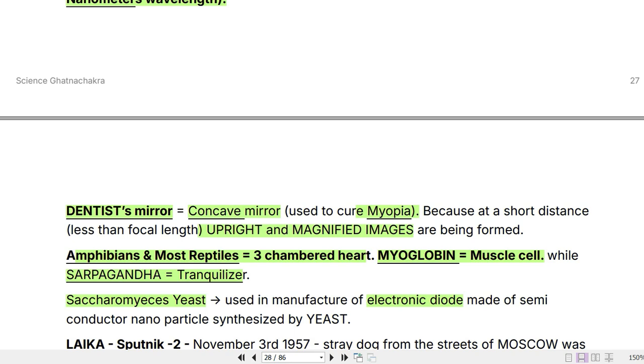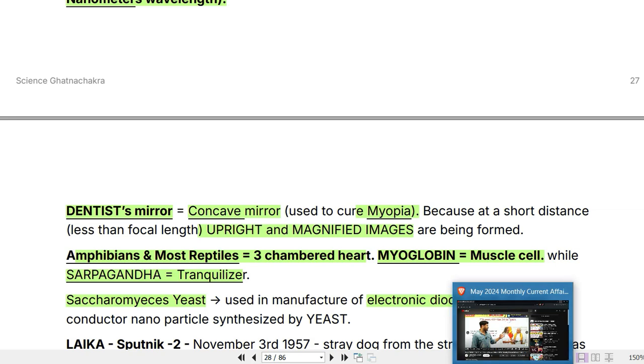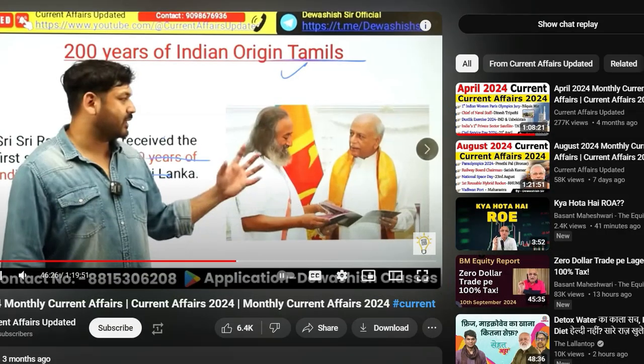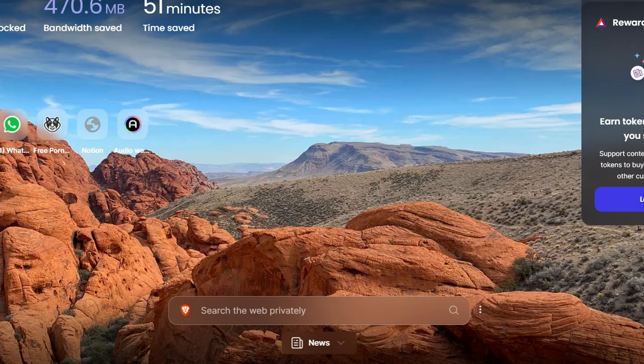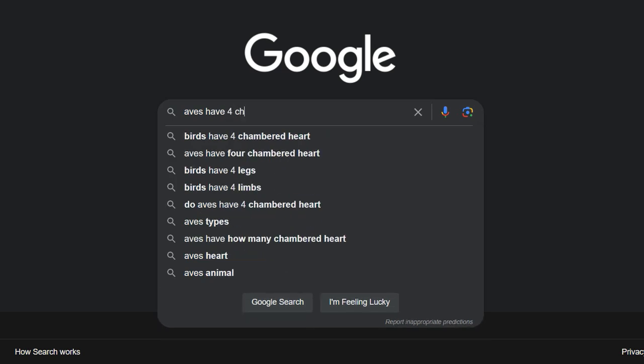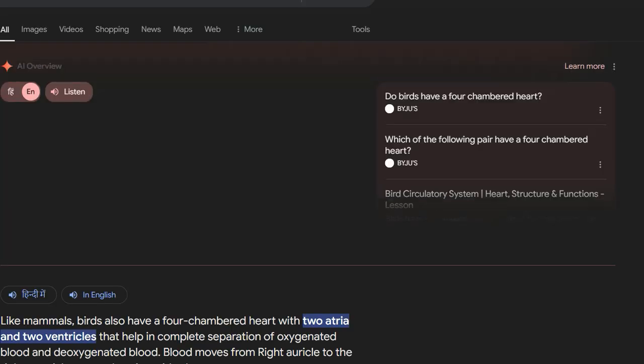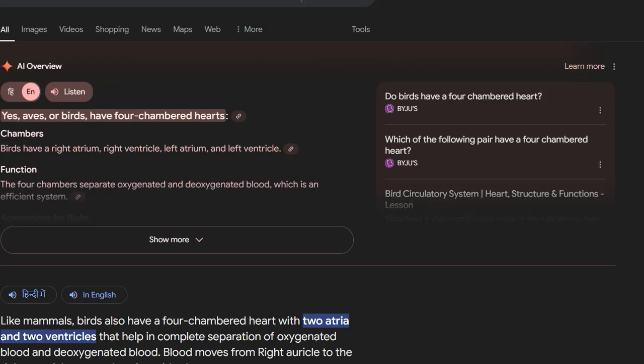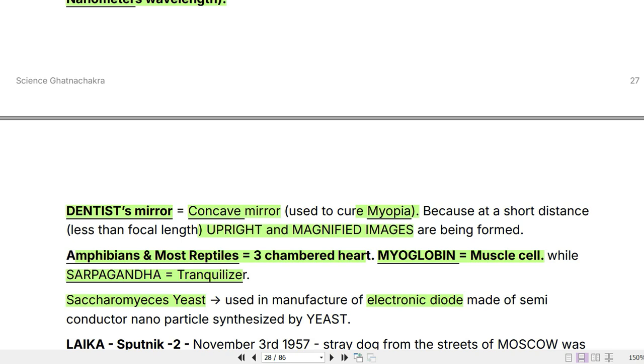देन एम्फीबियंस एंड रेप्टाइल्स में 3 चेम्बर्ड हार्ट्स होते हैं। वैसे मैं तुम्हें बताऊँ तो 4 चेम्बर्ड हार्ट्स तुम्हारे फिश में होते हैं, फिश में। And I think aves, that is the birds, I think they have 4 chambered hearts. Let me just confirm that. So aves have 4 chambered hearts, and the AI is saying that yes, aves or birds have 4 chambered hearts. Okay, and so that is what I was trying to say. And then amphibians and most reptiles have 3 chambered hearts.